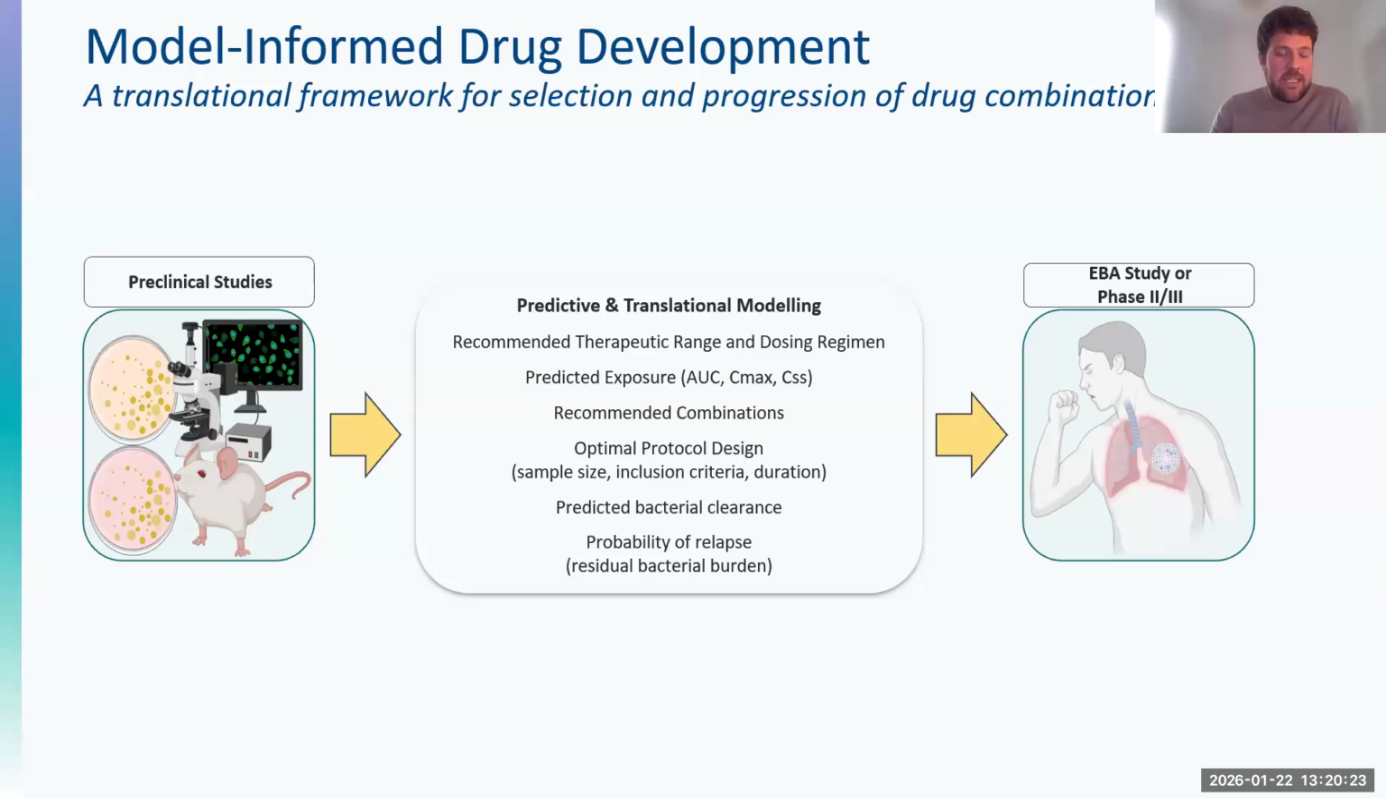We can have an idea of the recommended therapeutic range, the predicted exposure range, the recommended combination, and the optimal protocol design that we can implement. And we can also have an idea of the probability of relapse, taking into account the residual bacterial burden. So all those gaps that we had in the previous strategy can be filled with the systematic application of modeling and simulation procedures in order to reduce the uncertainty of which drugs to use in the clinic.